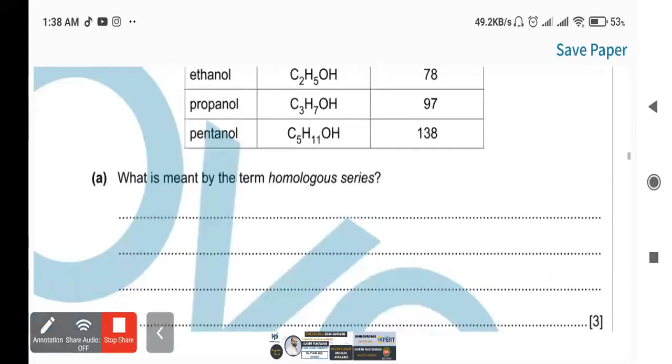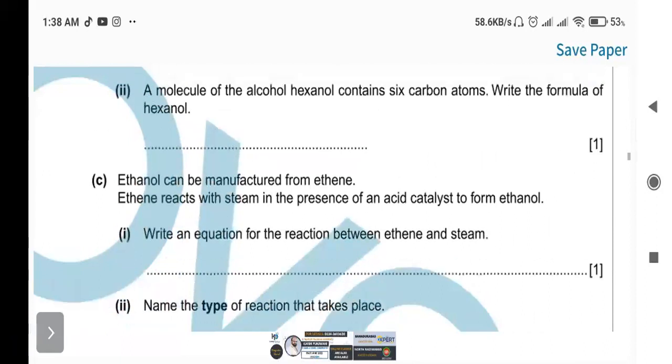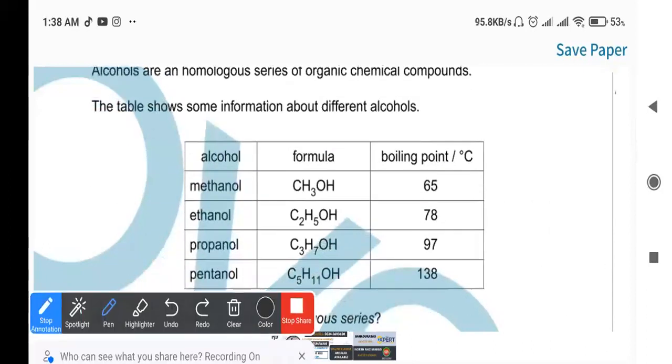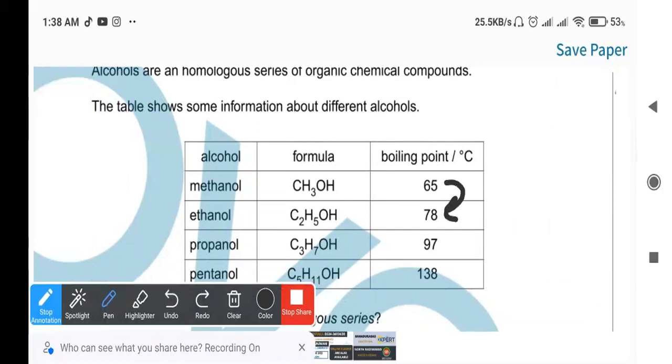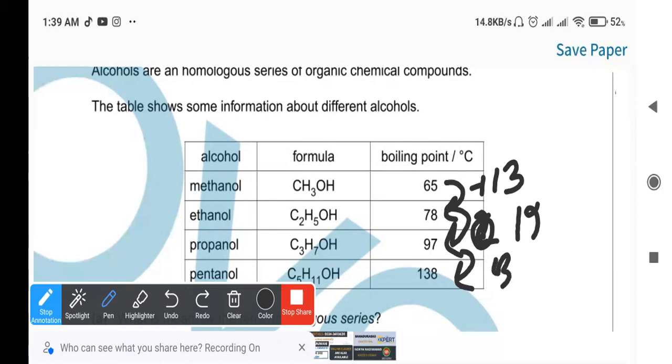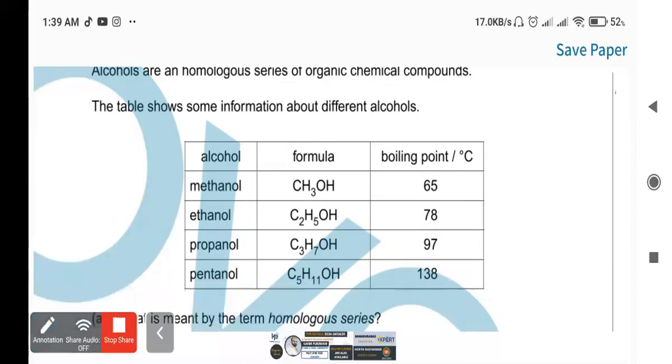Estimate the boiling point. Boiling point of what? Estimate the boiling point of butanol. From here to here, it's about a 12, 13 difference. You just need to follow a trend. So here is a 13 difference, here is about 19 difference, then about 39 difference. So let's give it a 40 difference, or 20 difference. It's your wish, but the boiling point has to be greater than pentanol. Okay.